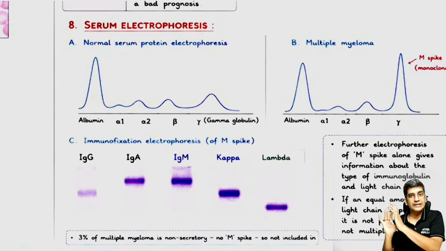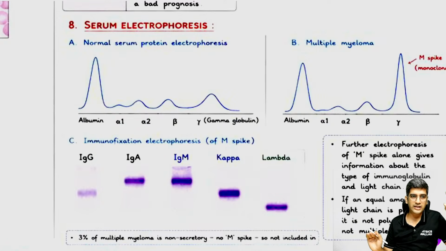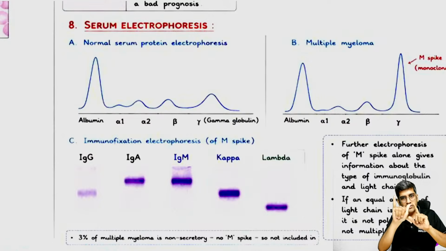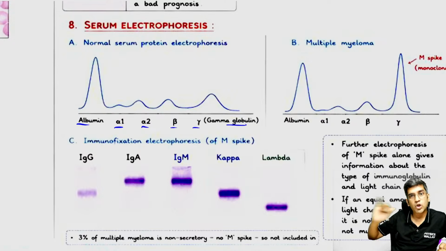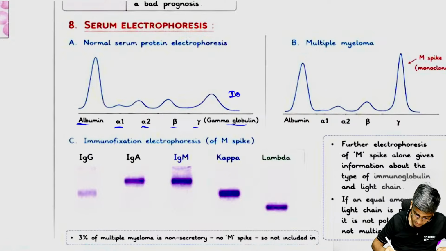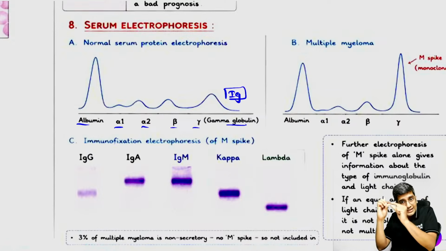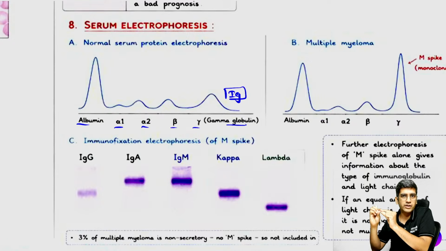Serum electrophoresis. This alone can come as a 2 or 3 mark question. 5 mark, unlikely. If a university has 2 or 3 marks, they can ask it. Normal serum protein electrophoresis. In a normal person, you and me, this is the mnemonic, right? We have albumin, then alpha 1, alpha 2, beta, gamma globulin. That's the normal serum electrophoresis. Alpha 1, alpha 2, beta, and gamma are globulins. And the gamma globulin is your immunoglobulin. Normally, that's the amount of immunoglobulin I can have. Albumin is definitely higher than globulin entirely, right?